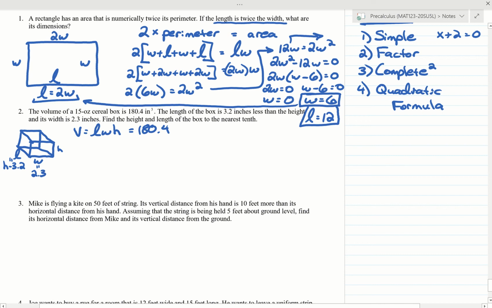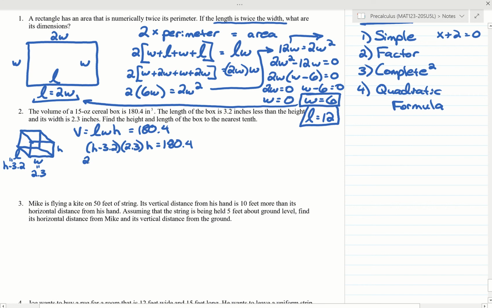Okay, so let's make our substitutions. L, we just said, was h minus 3.2. W, we know, is 2.3. And the height, I'm not really sure, so we're just going to leave it as h. When we multiply those together, we get 180.4 cubic inches. So now we have a little bit of arithmetic to do.